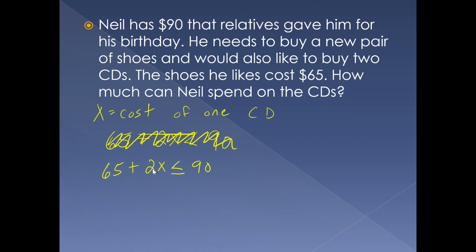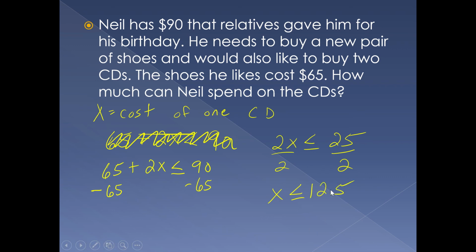So we need to get the 2x by itself. So we'll subtract 65 from both sides. Minus 65, minus 65, which gives us 2x is less than or equal to 90 minus 65, which is 25. We divide both sides by 2. X is less than or equal to 12.5. So write a sentence for what this represents. X is less than or equal to 12.5.